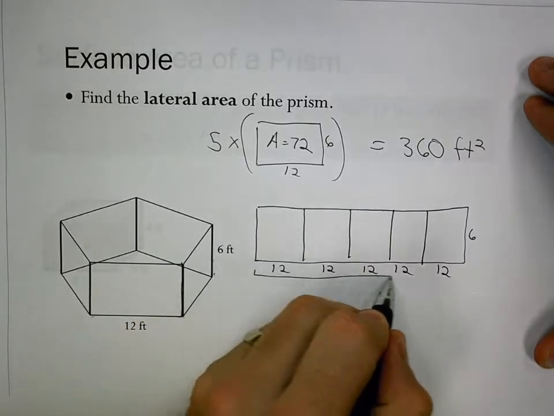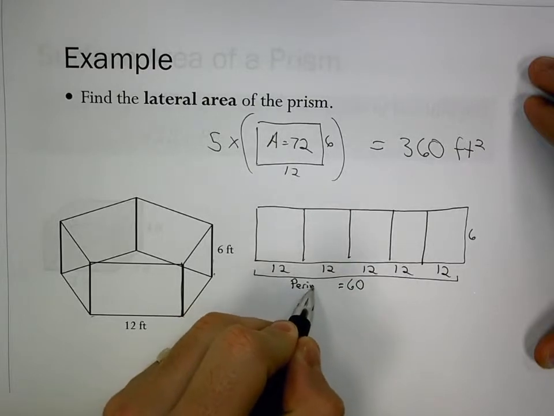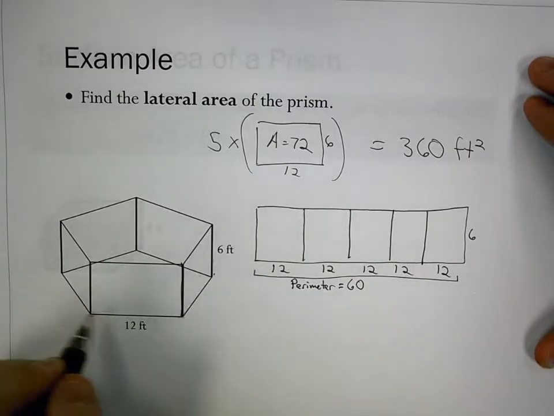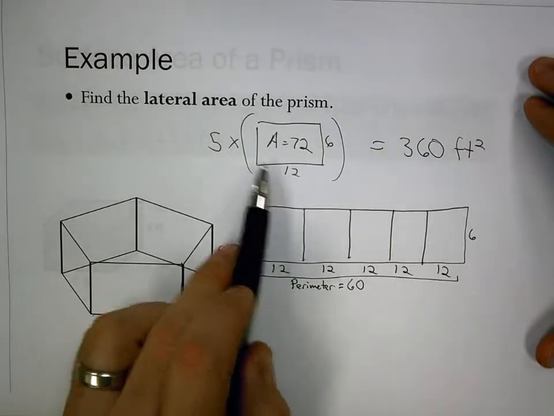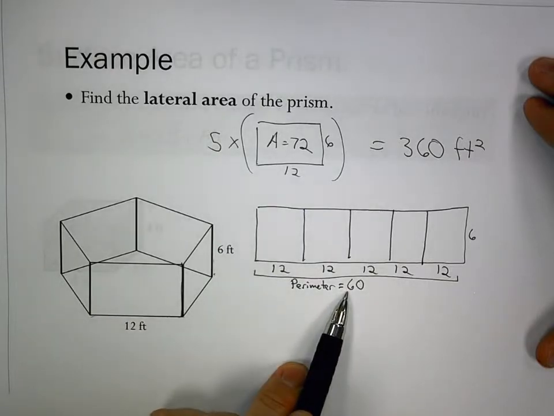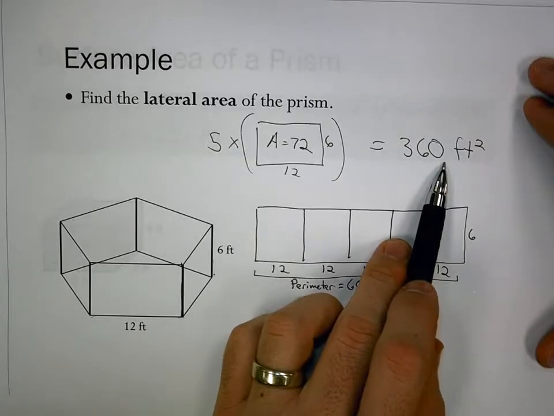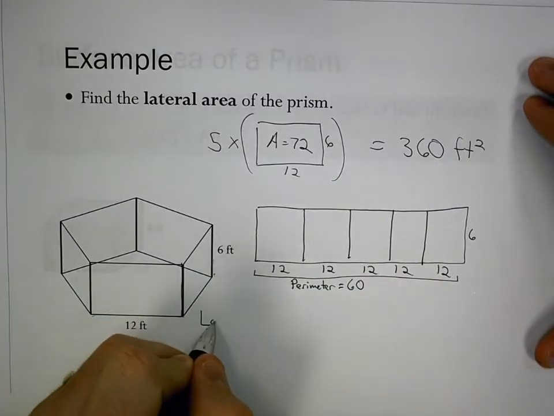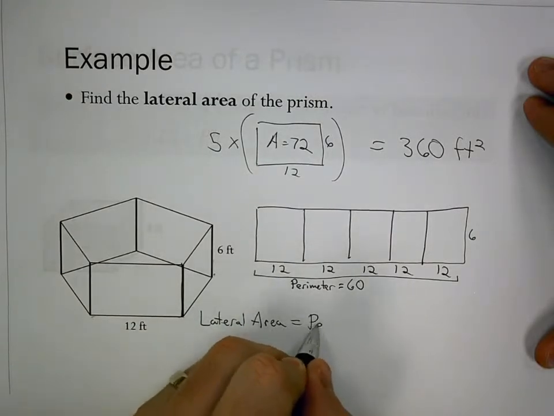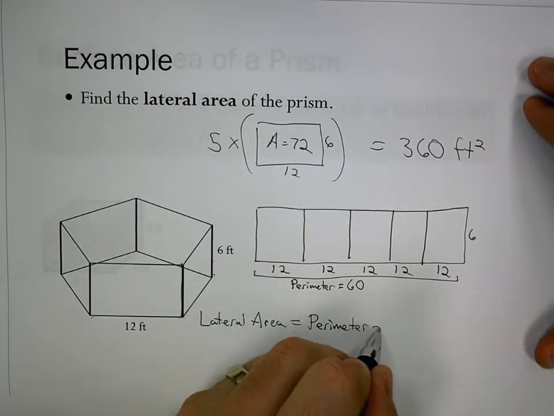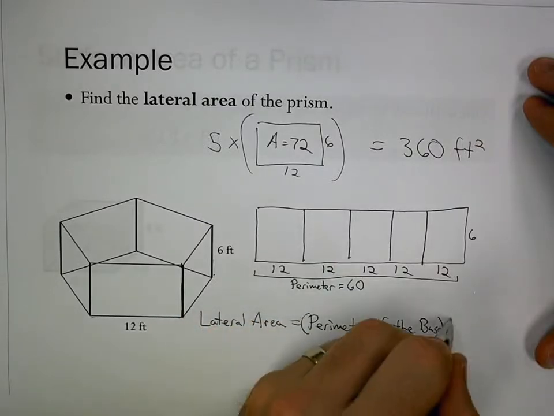If I were to combine all of these 12s, I get 60, which is also the perimeter of this prism. So now instead of multiplying 5 times this area, I took 5 times 12 and got this 60, which is still going to be multiplied by 6, which still gets me a total of 360. But what this lets me do is say that the lateral area is the perimeter of the base times the height.